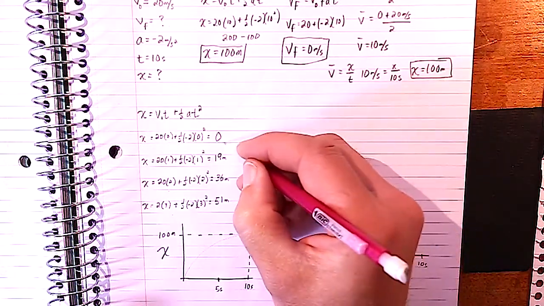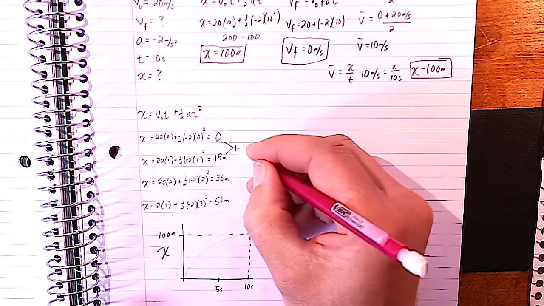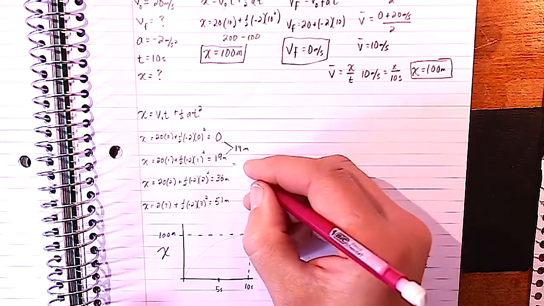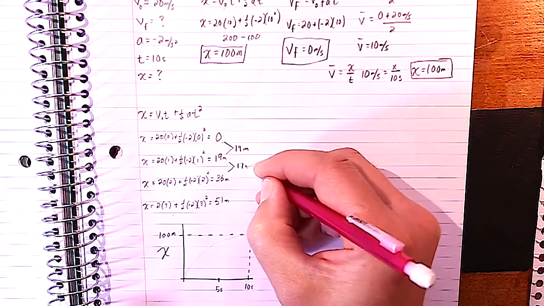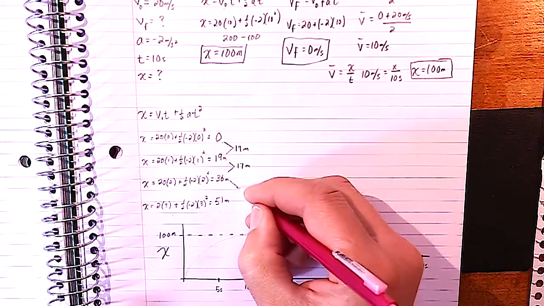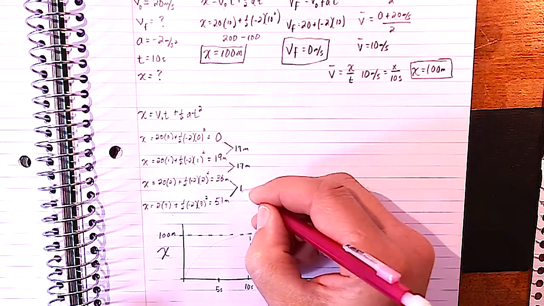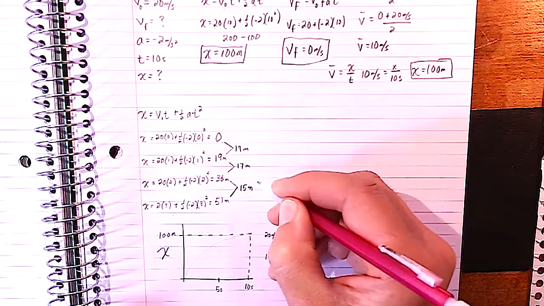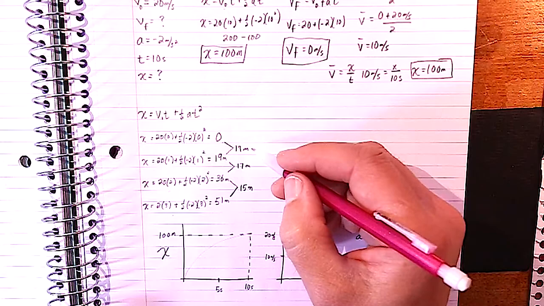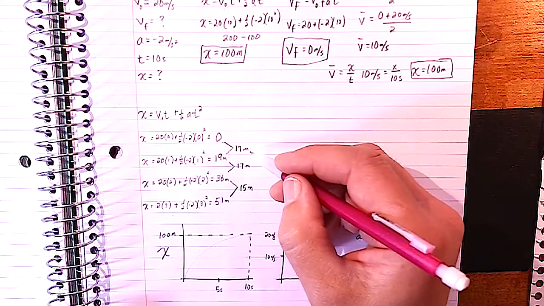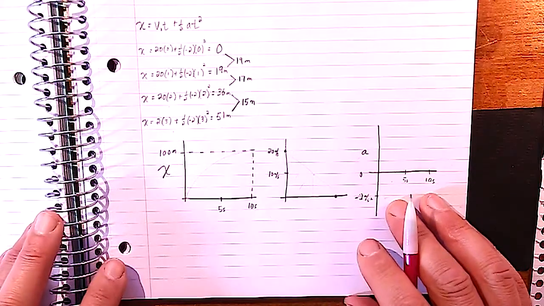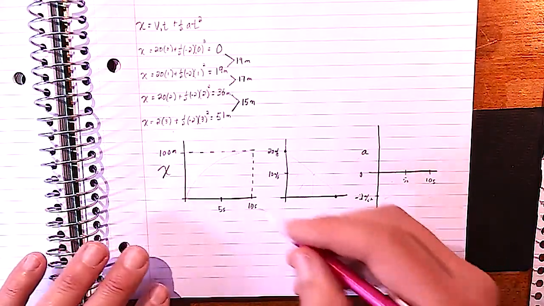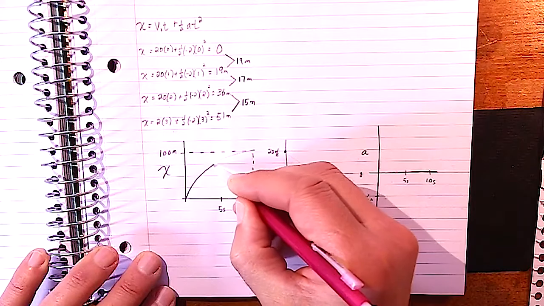But what's important to notice here is the change. It went a change of 19 in the first second, a change of 17 meters in the next second, and 15 meters in the next second. So what's happening? The distance that it's traveling is decreasing each second. So what would that look like on a graph? It's covering less and less distance in time.